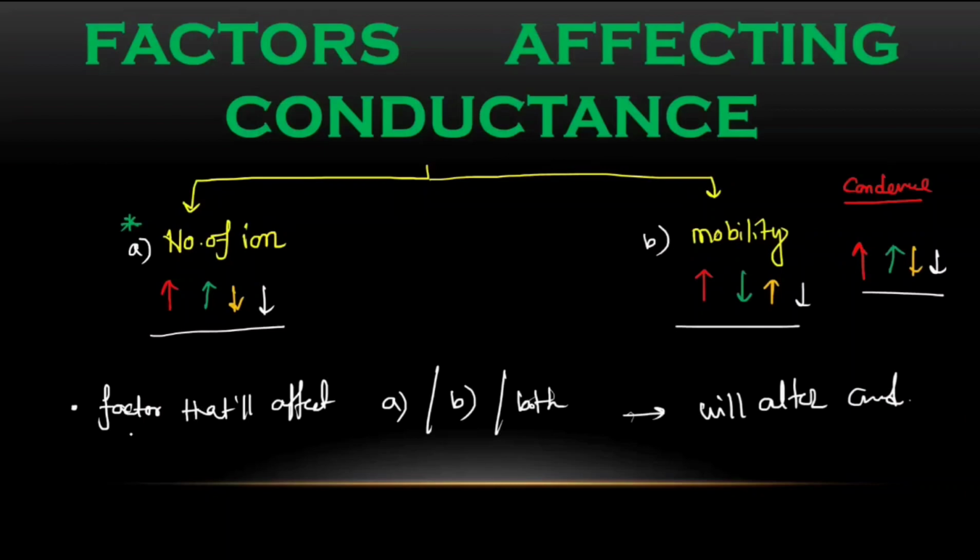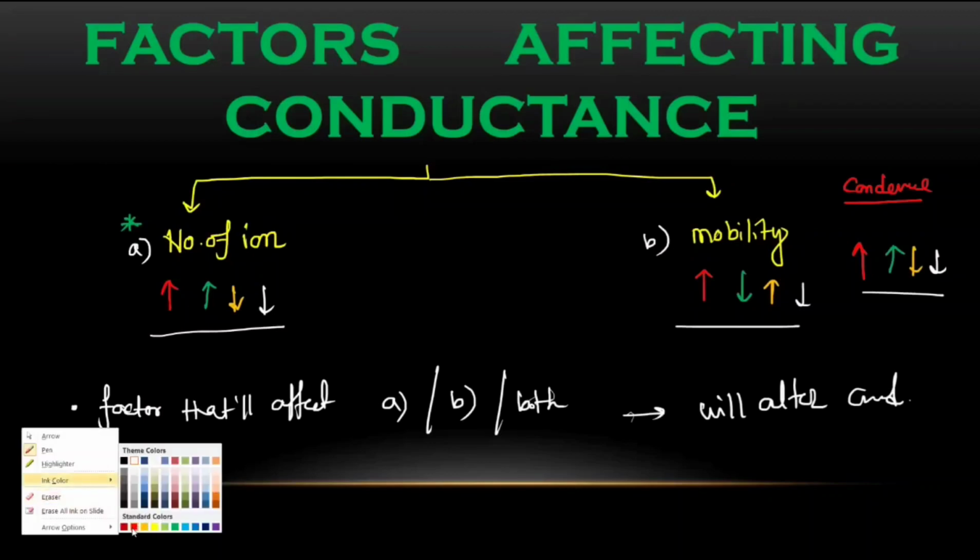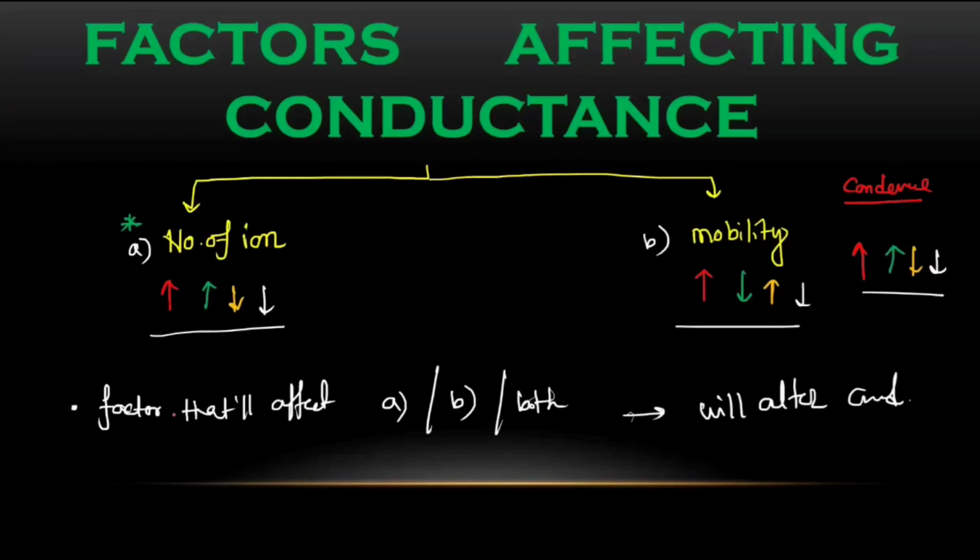Now what are the factors? We have to look at those factors which alter either number of ions or mobility or both. There are such four factors. Listen to me very, very carefully. Factor A is nature of electrolyte. Factor B, temperature. Factor C, effective size.